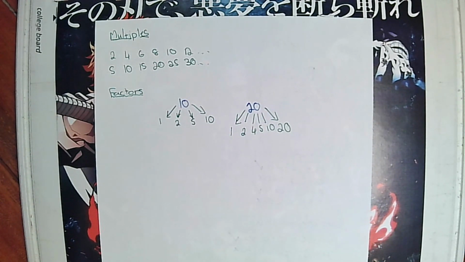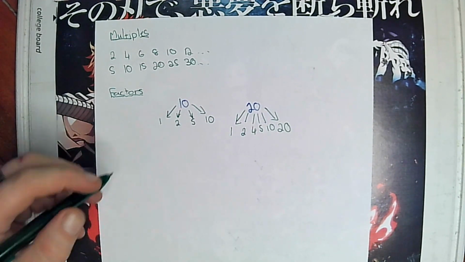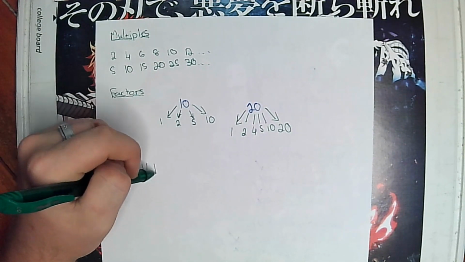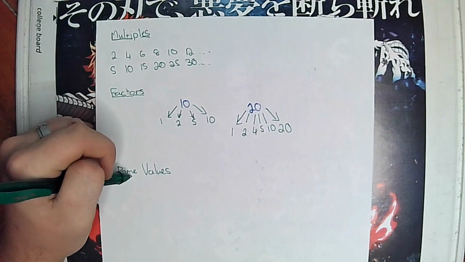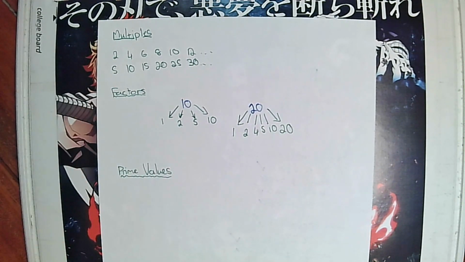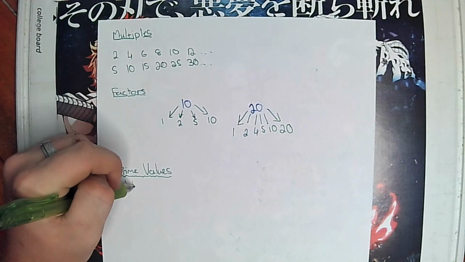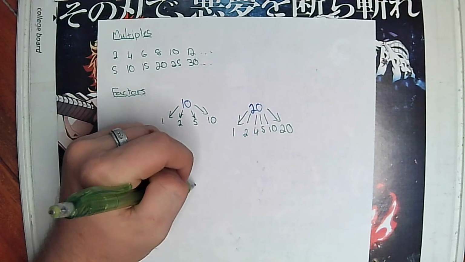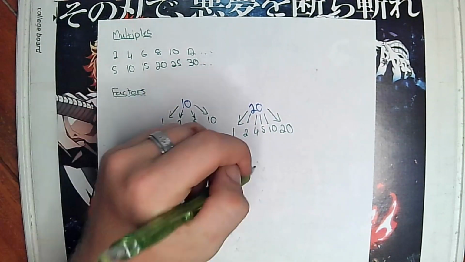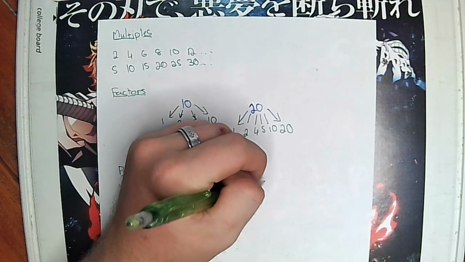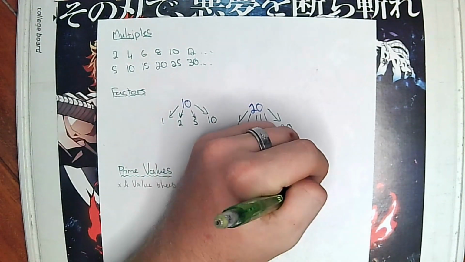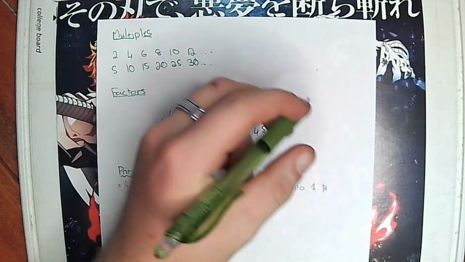So the next thing I want to touch on is prime values. So what are prime values? Well, the precise definition for it is a value that can only be divided into one and itself.